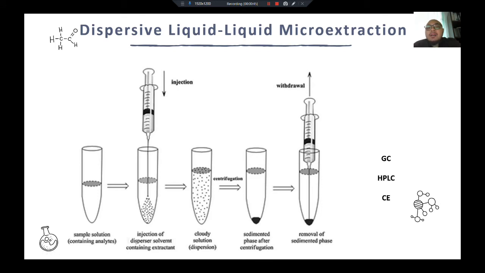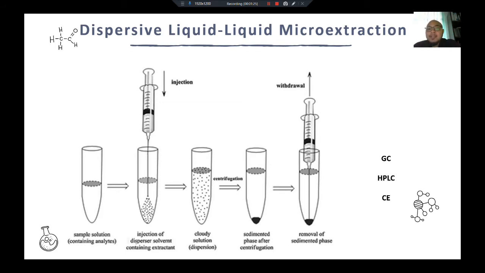The concept is about the same as liquid extraction, but dispersive liquid micro extraction has two factors that differentiate it from normal liquid extraction. The first factor is micro extraction, so the amount of extractant solvent we use is small. Then, the extraction process requires two types of solvent: the first is the extractant solvent, and the second is the disperser.